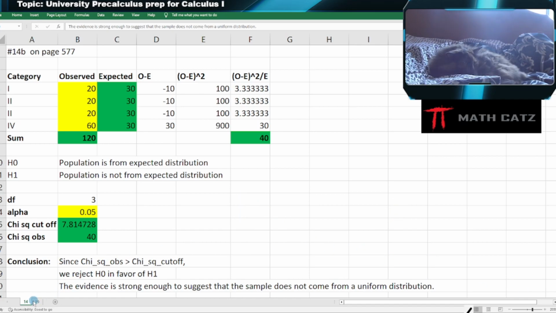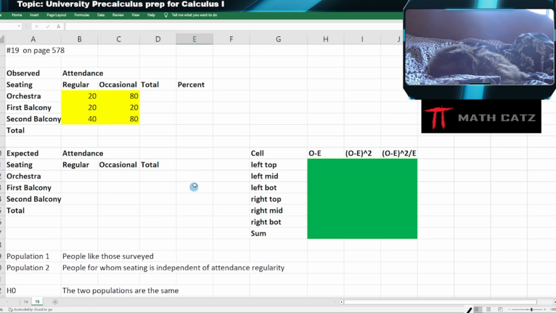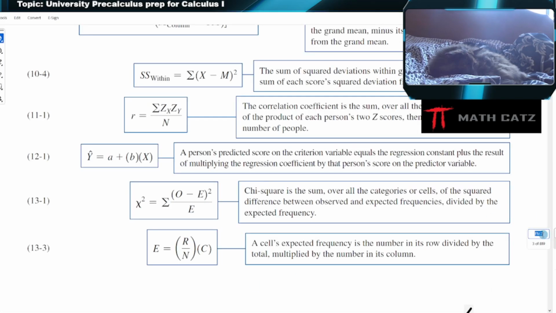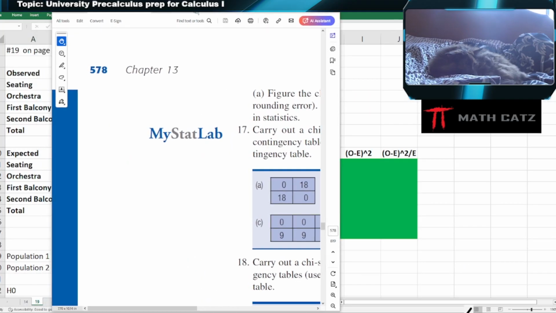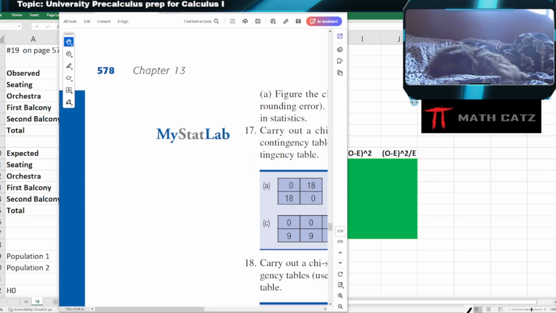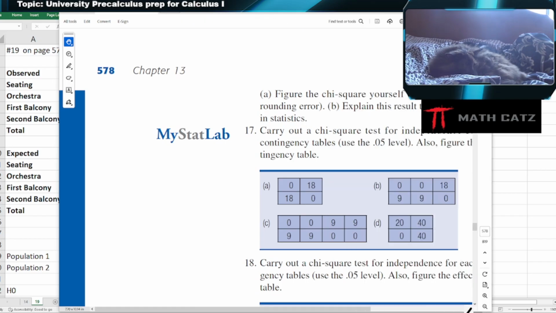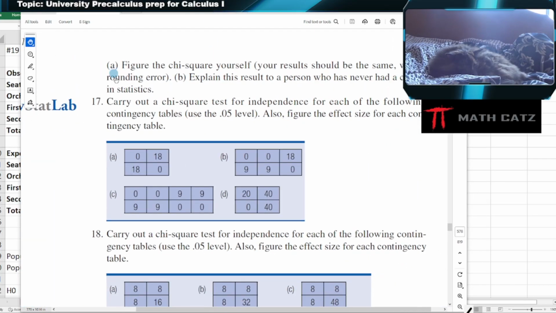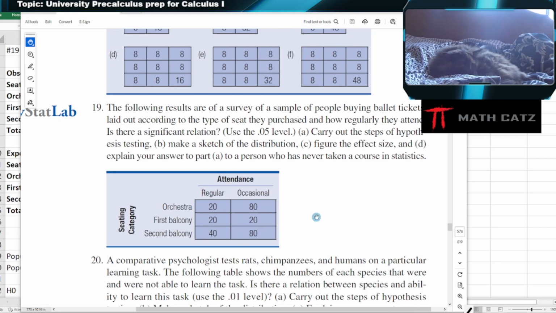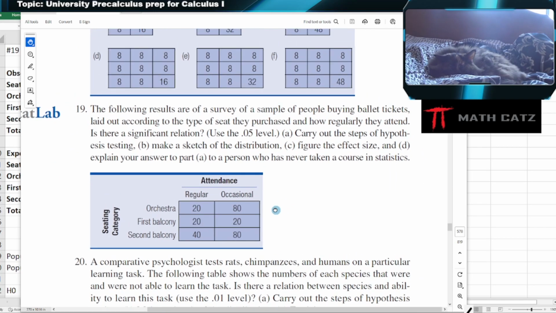All right, let's go to the next problem for the test for independence example. Now, let's see, that's on page 578. Let's go to page 578. And what did we say? Number 19. Let's make this a little bigger here. Come on. So slow today. Number 19. All right, let's read it together first.